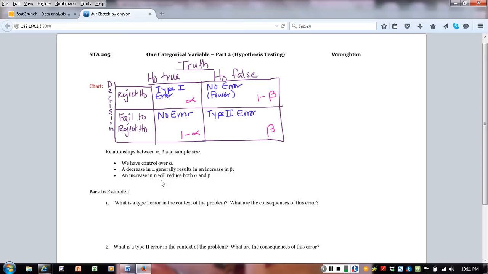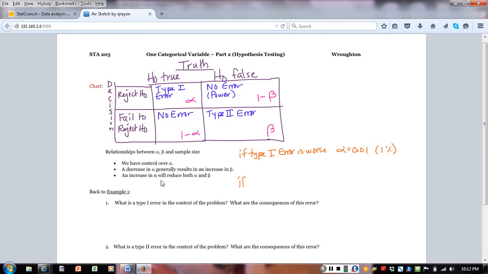So how do I know what alpha to actually set? If you're going through what a type 1 and a type 2 error would mean, and you find out that a type 1 error is worse, then generally we set our significance level to be a smaller number, such as 1%, or 0.01.